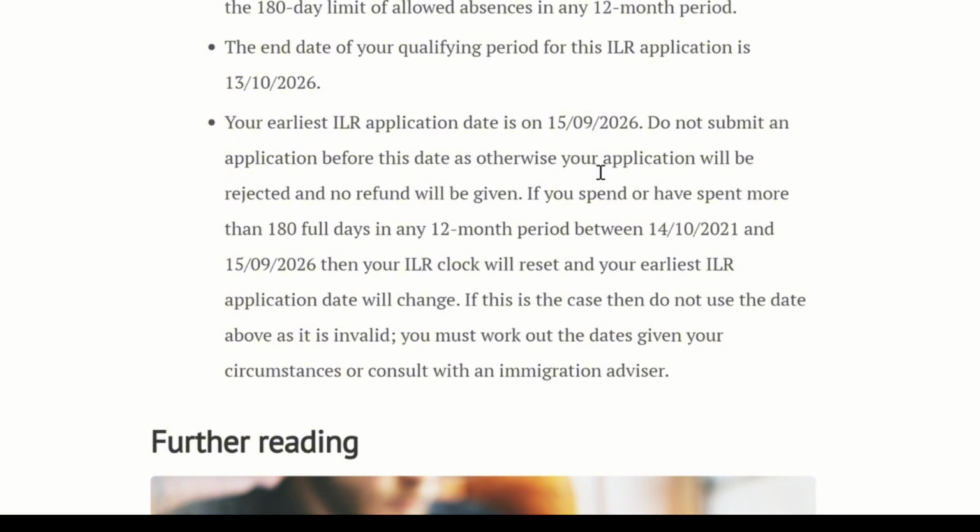You must work out the dates given your circumstances or consult with an immigration advisor. So you can see it, guys, it's very clear. It's telling you that the earliest date you can submit an application is 15th of September 2026, and this is based on the 28-day rule. The 28-day rule says that you can submit your ILR application at least 28 days earlier than the date that your continuous qualifying period will end. So that's how it goes. The earliest you can submit is 28 days before the end of that period.